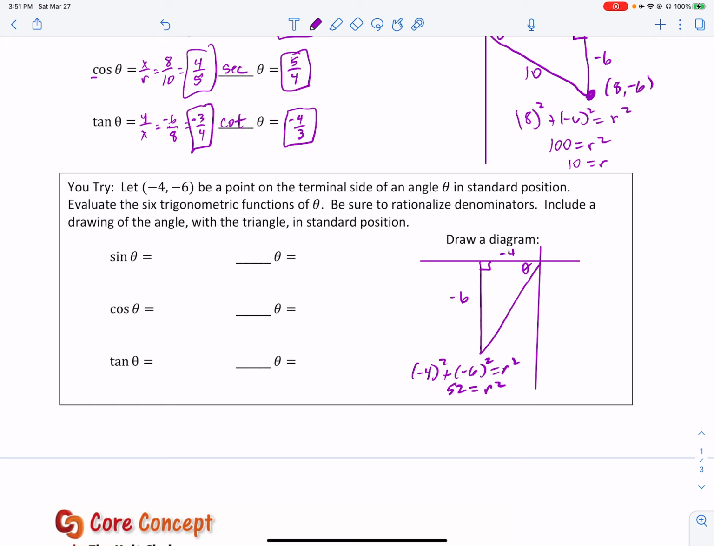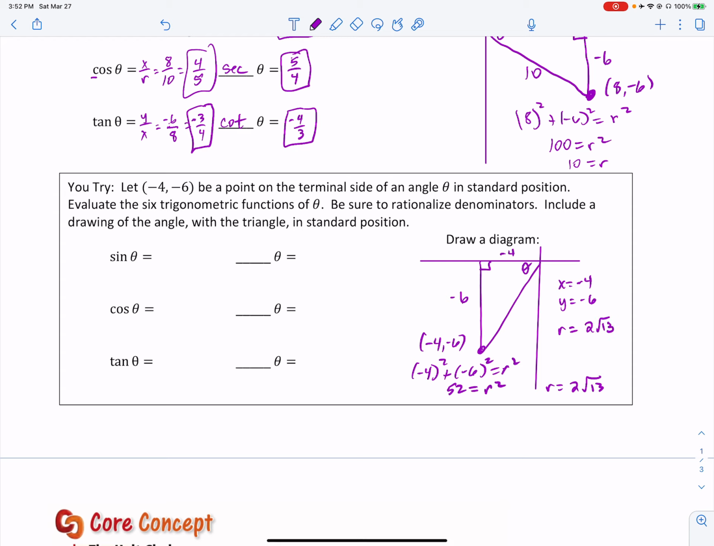And so that radius is going to be 2 square root of 13. So you need to simplify the radical. And then now I know that for this ordered pair, I'm left 4, down 6. That means my x value is -4, my y value is -6, and my radius is 2 root 13.